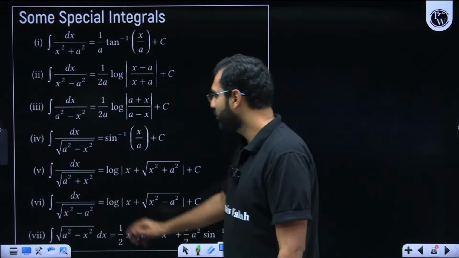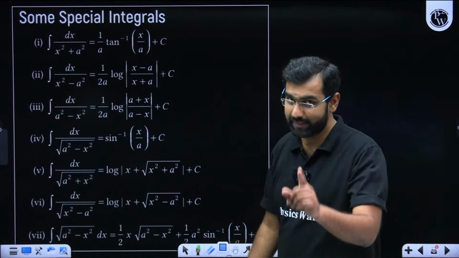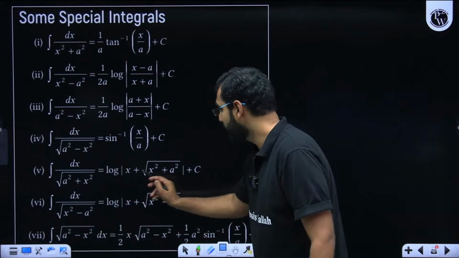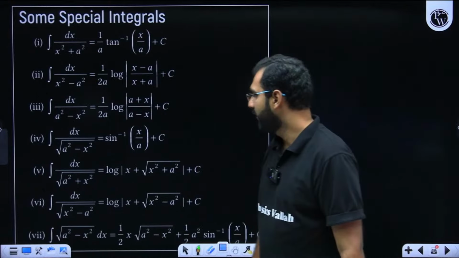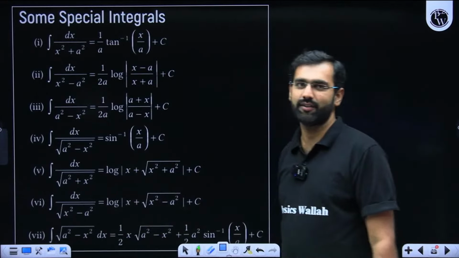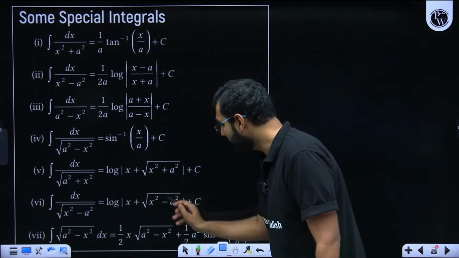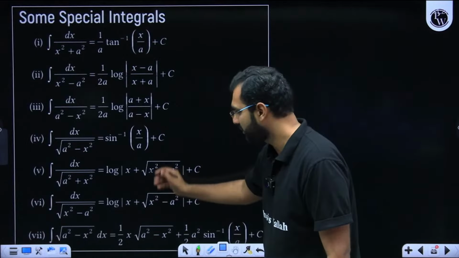With that, if it is 1 upon under root a square plus x square, there it will be ln of x plus under root x square plus a square. If it is 1 upon under root x square minus a square, then it is ln of x plus under root x square minus a square. So there is some similarity.